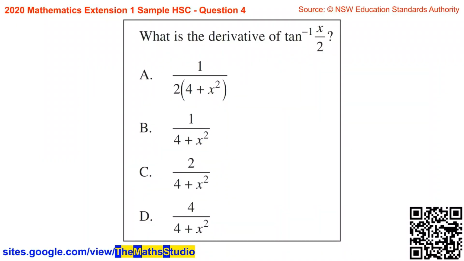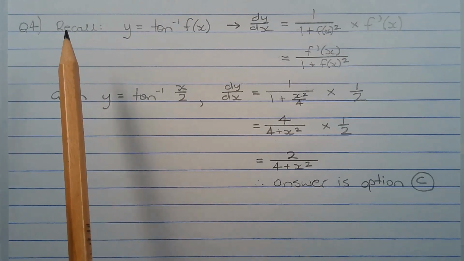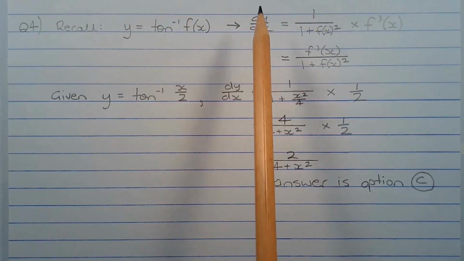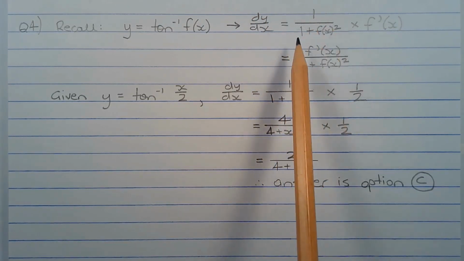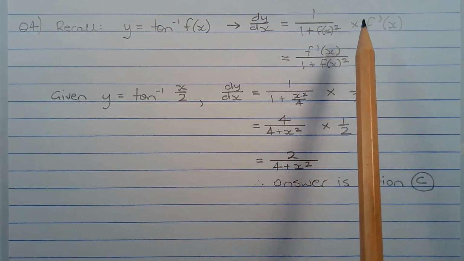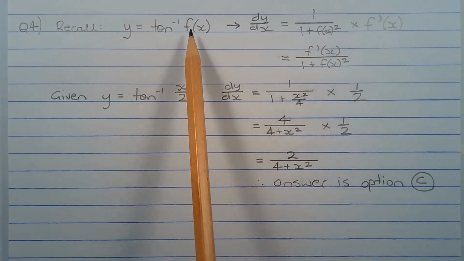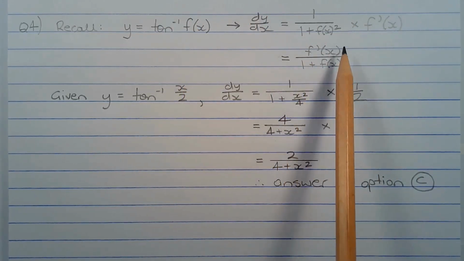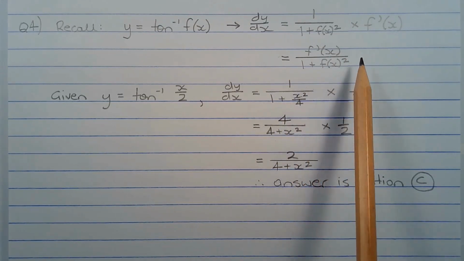Question 4. What is the derivative of inverse tan of x over 2? Recall that if y is equal to inverse tan of f of x, then by the chain rule, dy dx is equal to 1 over 1 plus f of x all squared multiplied by the derivative of f of x, which is f dash of x. So dy dx is equal to f dash of x over 1 plus f of x all squared.